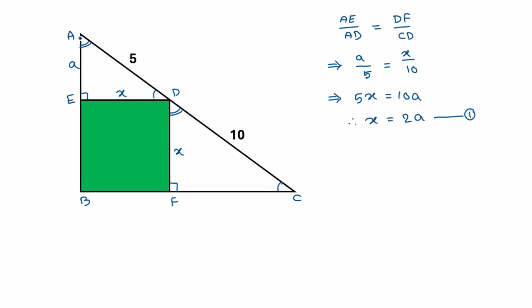Now as AED, this is a right angle triangle, so applying Pythagorean theorem in this triangle, we can write AE square, this height square, plus this base square, ED square, is equal to the hypotenuse of this triangle, AD square. Now substitute AE as a. So a square plus ED, this ED is x, so x square is equal to AD square. AD is 5 unit, so 5 square.